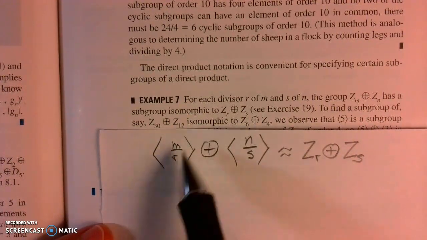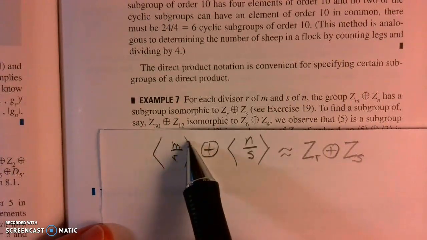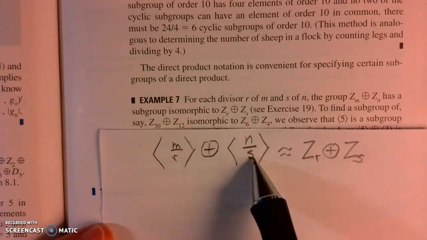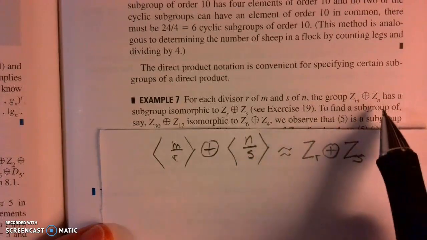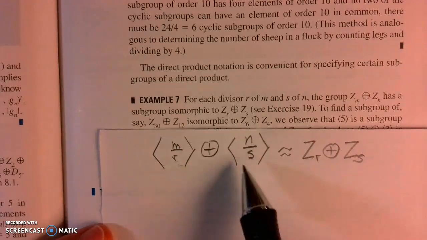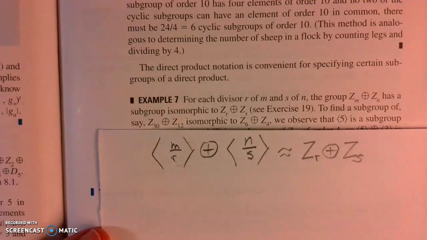m over r is an element of order r. It generates a subgroup of order r of Zm, and n over s generates a subgroup of order s of Zn, and this sum is isomorphic to Zr plus Zs.